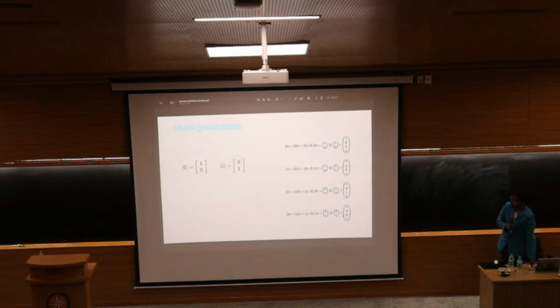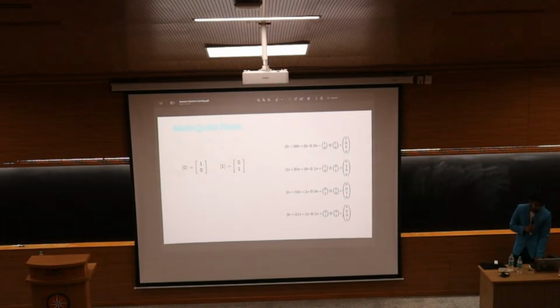There's something called multi-qubit states, where two or more qubits combine. Basically, how can we find a multi-qubit state? If we have two independent qubits and you want to represent the two qubits as a multi-qubit state, what you can do is take a tensor product between them.